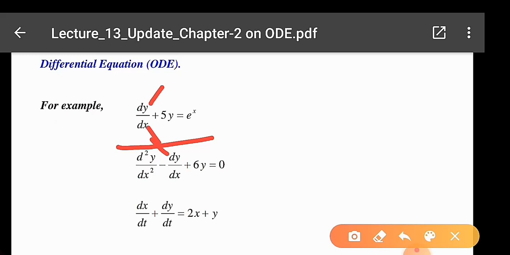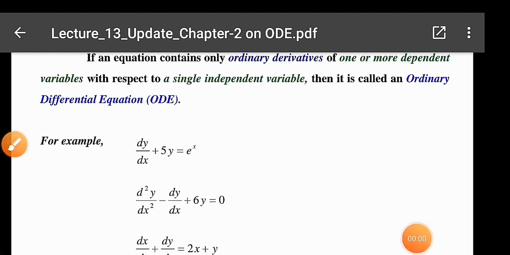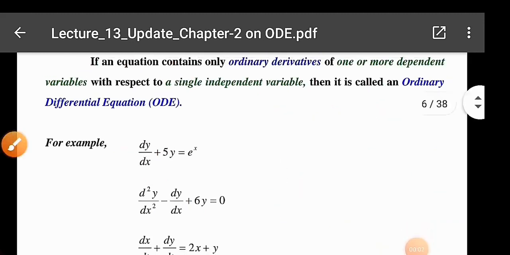You can think about y equal to f of x. So here, how many input variables do you have? Only one, that is just x, and the dependent variable is y. So we can say that a differential equation that involves only ordinary derivatives with respect to a single input variable is called an ordinary differential equation.